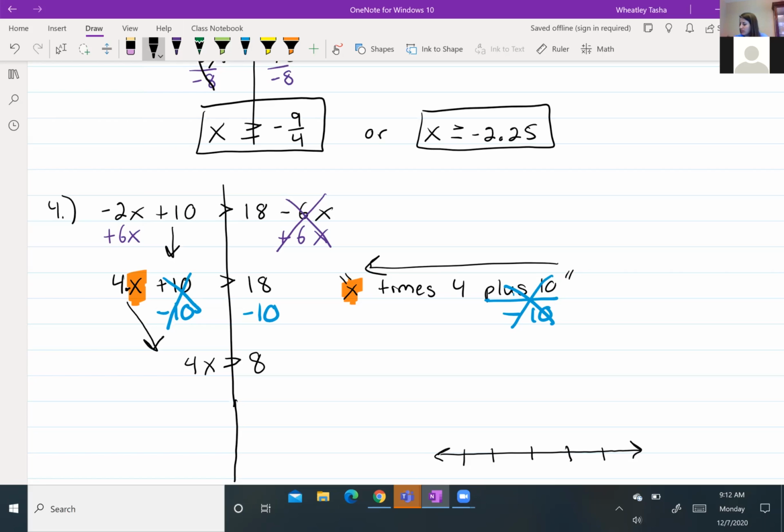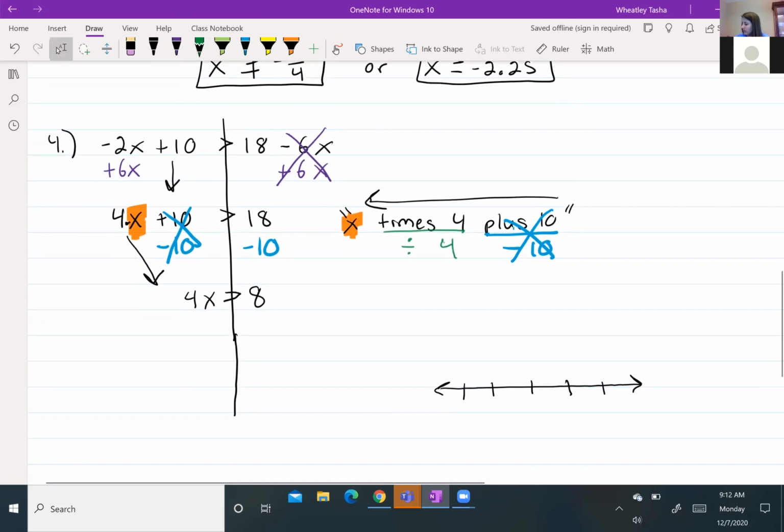Now, the last step is times 4. So the inverse is divided by. So we say, oh, divide, I have an inequality, but I'm dividing by a +4. So because it's a positive, I do not switch the inequality sign. So like I was telling you before, I would deal with that right away and say, I know I divided, but it's a positive, so I leave the sign the same direction.